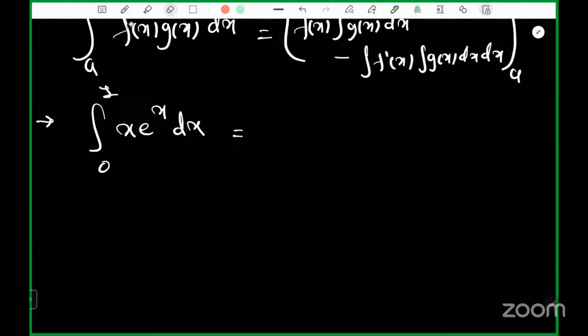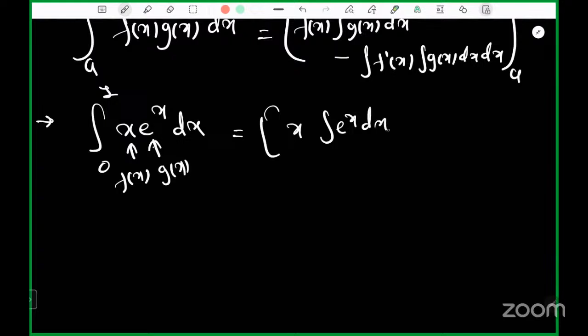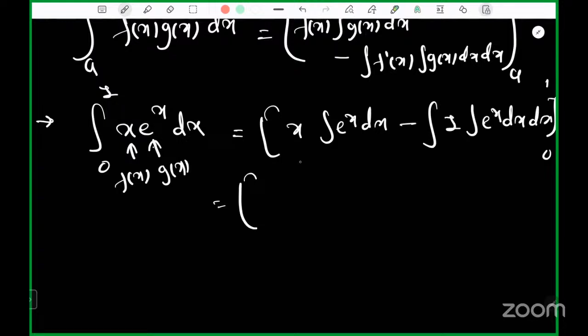Polynomial is x here, so we take this as f of x and e to the power x as g of x. Then by the formula, we take f of x, which is x, times the integration of e to the power x dx, minus the integration of the derivative of x, which is 1, times the integration of e to the power x dx, with limits from 0 to 1. Here, the integration of e to the power x is only e to the power x. So x e to the power x minus the integration of e to the power x dx, from 0 to 1.